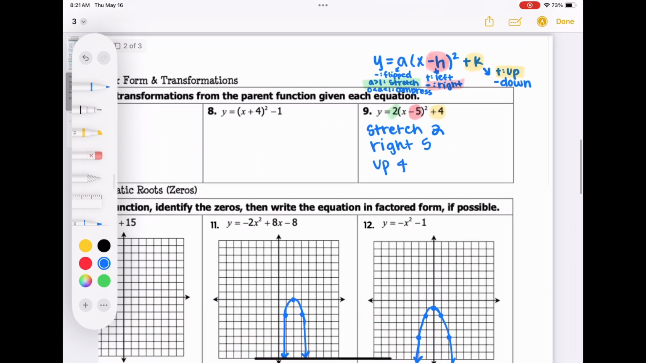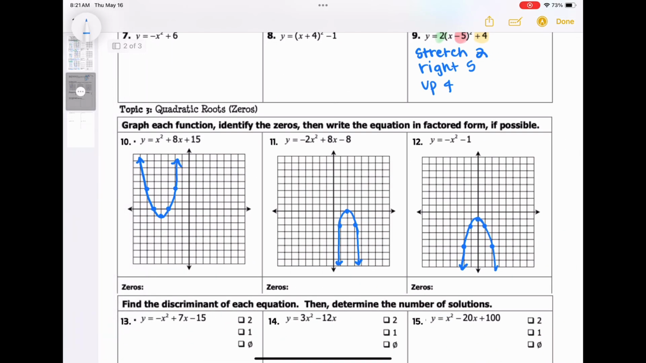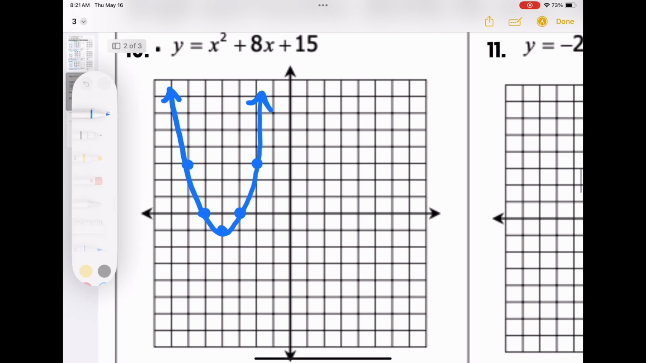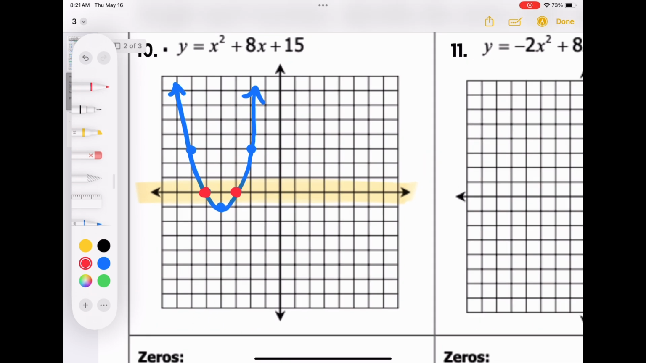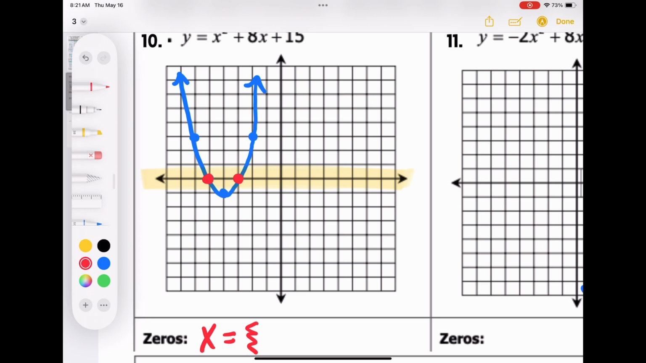So now let's look at our next section. On this section, your graphs for 10, 11, and 12 should already be there, but if they're not, go ahead and pause the video and draw those on there. We're talking about roots, which is just where the graph touches the x-axis. On number 10, this is my x-axis right here, and these 2 points are touching the x-axis. So for my answer, I'm going to have x equals, and I just want to list those x values. This point is at -3, that point's at -5. So then my answer, I would just have -5, -3. All you're doing is listing where the graph is touching the x-axis. What x values is that?